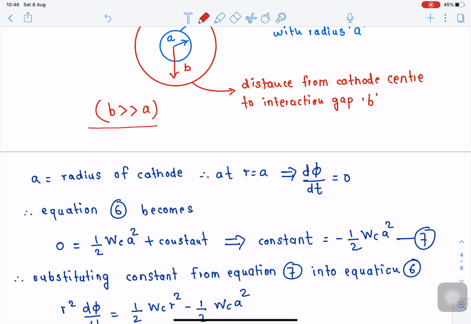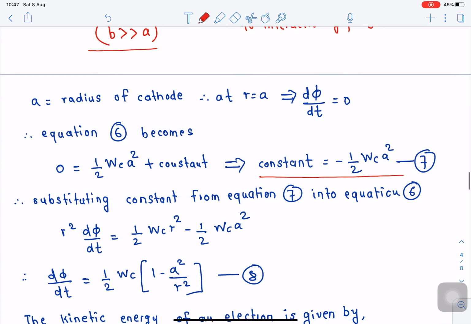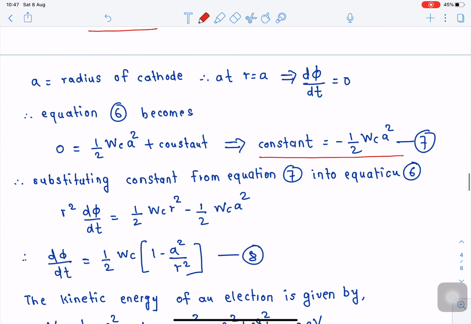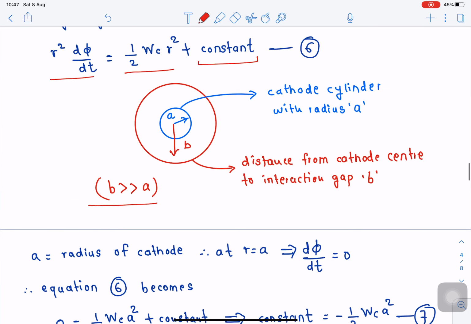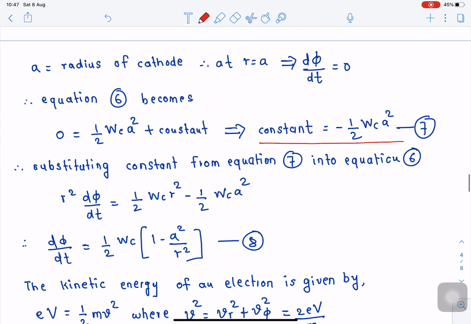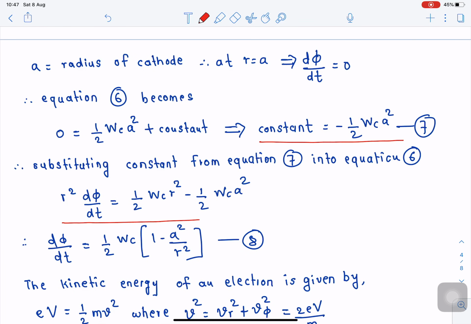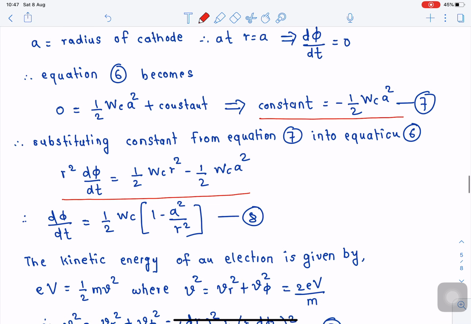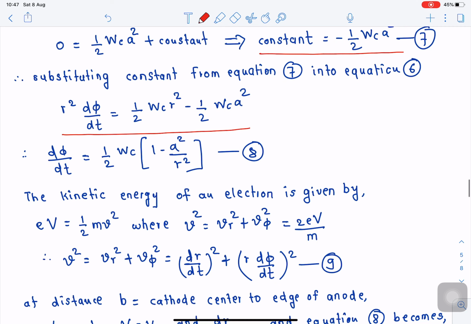We replace r with a in order to evaluate the constant, and we get the constant as given by equation number 7. Now once we have this constant, we replace this value of the constant in equation 6, and we get r square d phi by dt is equal to this particular equation. Then we write this in terms of d phi by dt, which is equal to 1 by 2 omega c into bracket 1 minus a square upon r square.